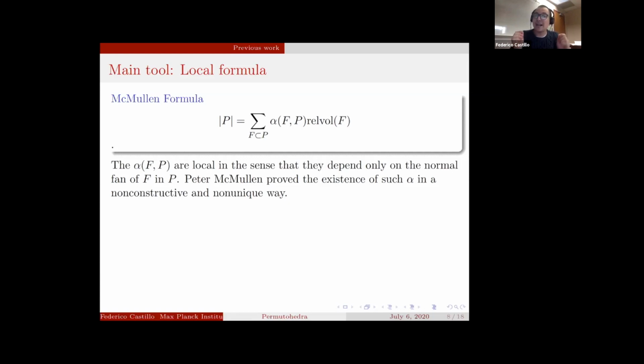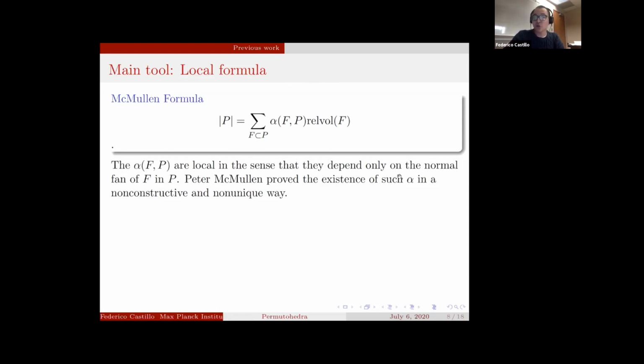So this is kind of a surprising formula. Of course, these alphas are not arbitrary. We want them to be local, in the sense that they only depend on the normal fan of F at P. For a given polytope, these are just numbers, so you can always cook them up: you always have all of these volumes, you can multiply them together in order to get whatever you want, the number of integer points. But the idea is that there is some logic to these alphas, and they should only depend on their normal cones. This dependence on normal cones was proved by McMullen, but in a very indirect, non-constructive and non-unique way.